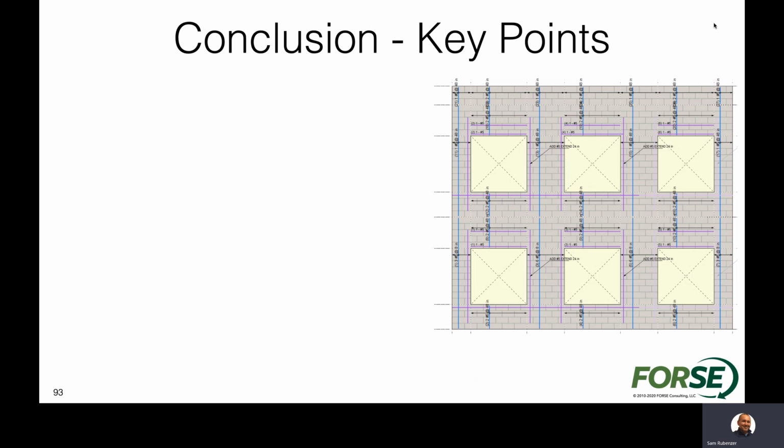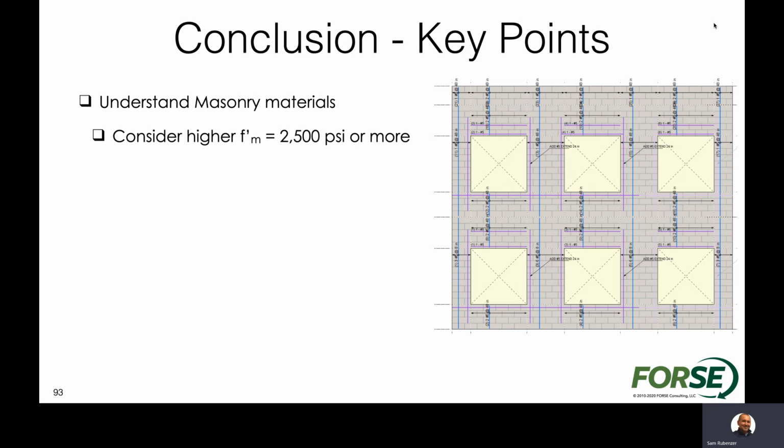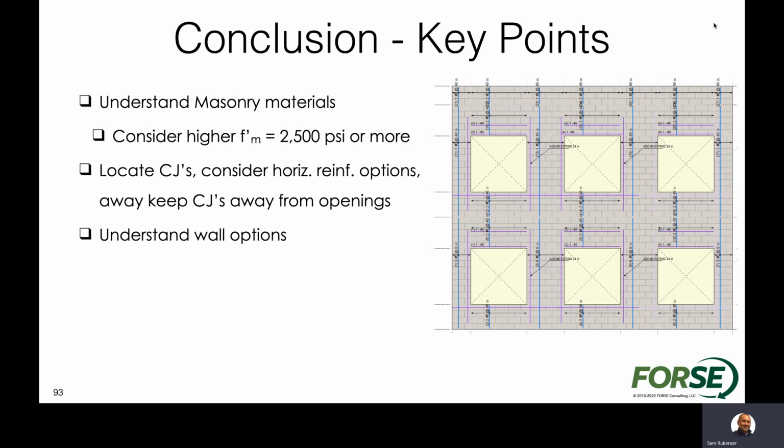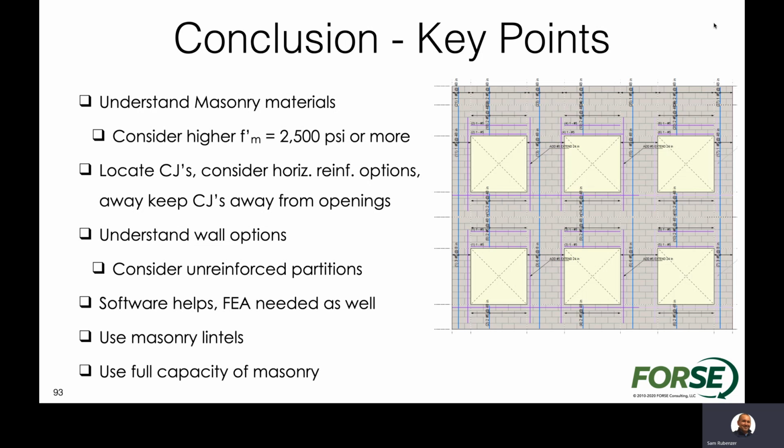And again, some of the key points from the last two videos: we really want to make sure that we understand masonry materials. We understand f'm being 2,500 or more, and how we achieve that, how we need to specify different types of materials. We want to think about control joints: when we want to have control joints, maybe when we can eliminate them, how control joints are located relative to openings, and then understanding some of the different wall options, unreinforced partition walls.